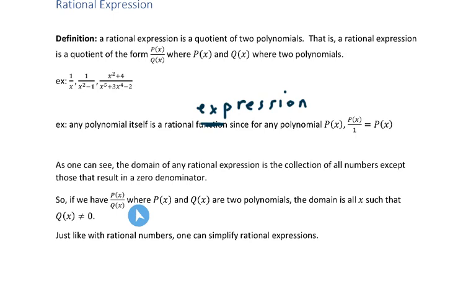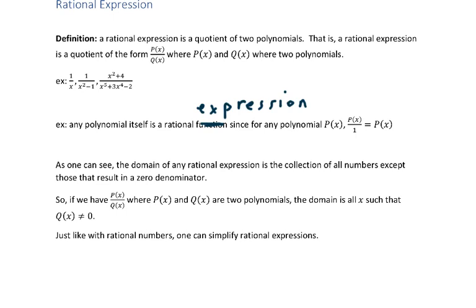If you have a rational expression, p of x over q of x, its domain, which is the same as saying all numbers where the rational expression exists, is defined, that is, it's all numbers x except where the denominator is 0. So all x such that the denominator q of x is not 0. Same thing.